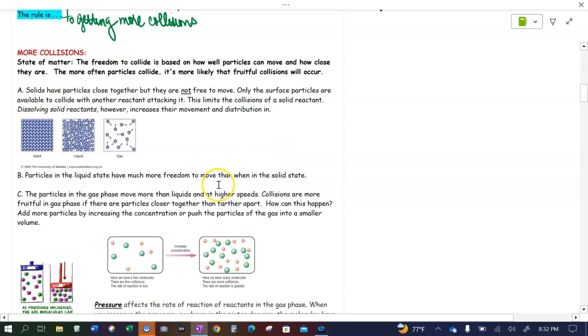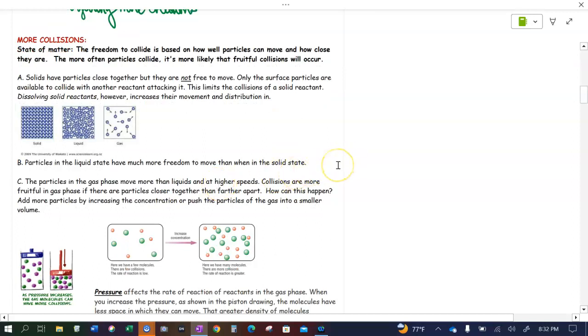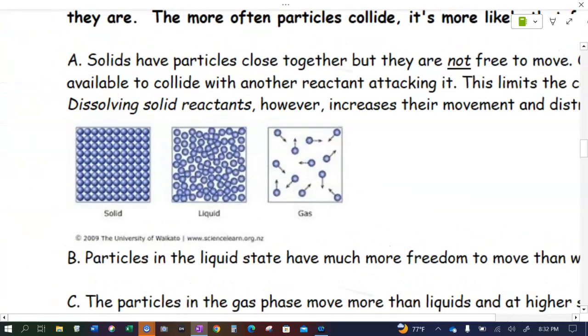All right, another way to get more collisions. Well, the state of matter depends. So the freedom to collide is based on how well particles can move. So the issue is freedom to collide. So we're going to look at the motion in solids, liquids, and gases, which you already know from this diagram.